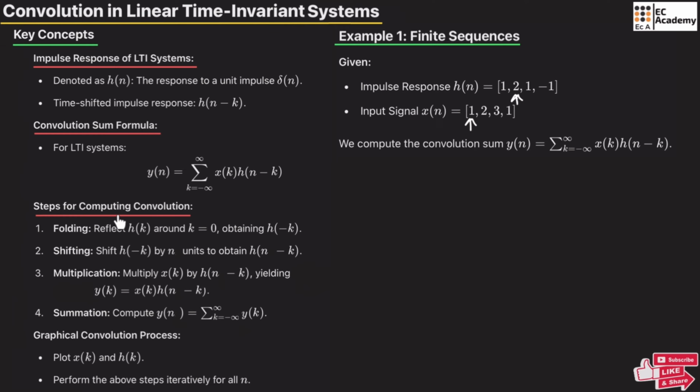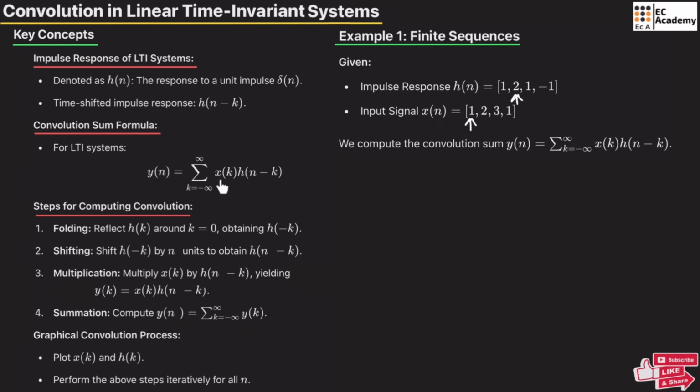There are different steps for computing convolution sum. First one is folding, which means we need to take a reflection of h of k around k is equal to 0 and we need to obtain h of minus k. So h of n, we can write it as h of k, and for this we need to perform the reflection operation so that we can obtain h of minus k. So here we are performing the time reversal operation, and then we need to shift h of minus k by n units to obtain h of n minus k.